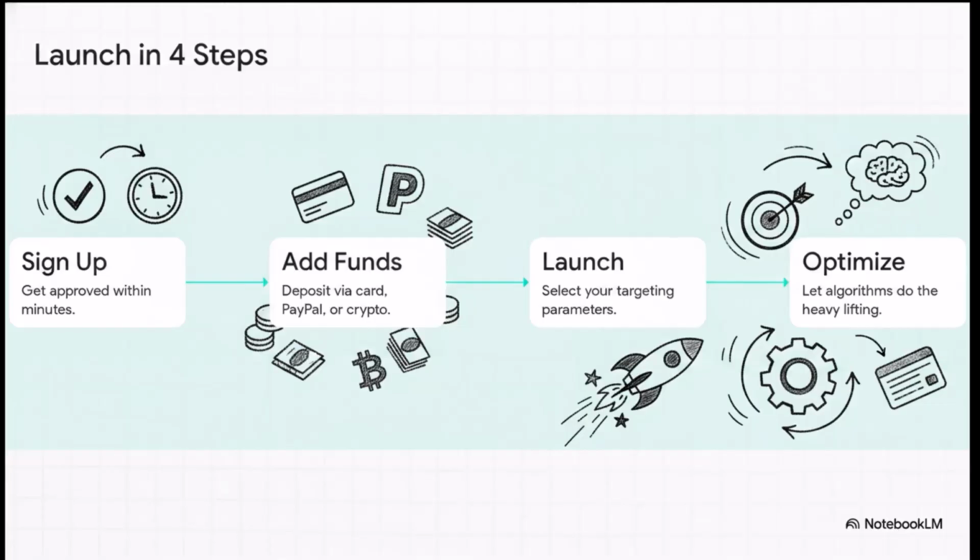And this all boils down to an incredibly simple onboarding flow. Platforms like Clickadoo and Ad Operator have basically stripped away all the friction. Step 1, sign up and get approved, which usually happens in minutes. Step 2, add your funds using whatever you prefer. Credit card, PayPal, crypto, you name it. Step 3, launch your campaign by selecting those targeting parameters we discussed earlier. And Step 4, just sit back and let the auto-optimization algorithms do all the heavy lifting.